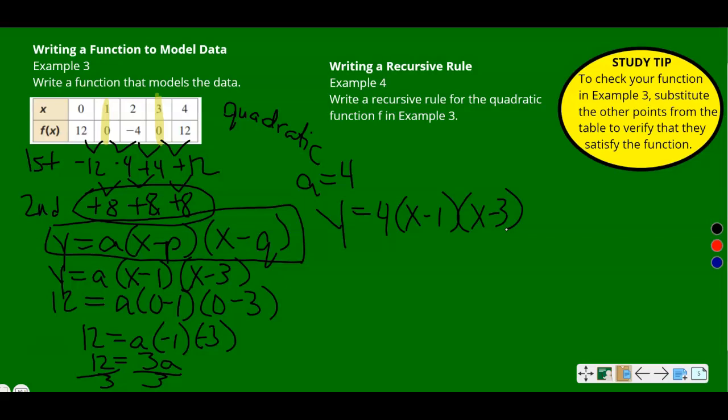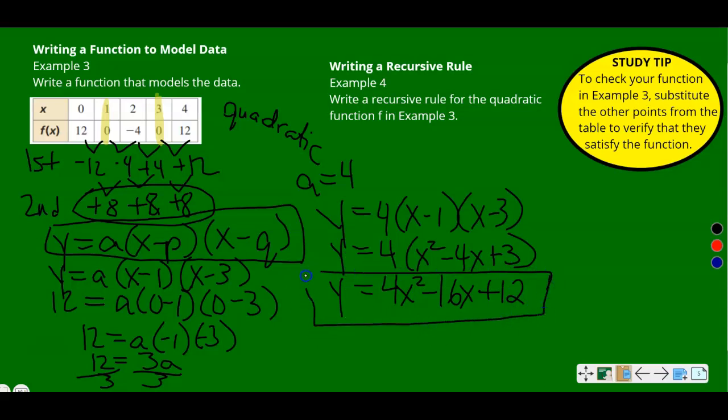So how do we put it in standard form? We simply multiply it out. So let's leave the 4 here for a second and multiply the two binomials. X times x is x squared, minus 3x, and minus 1x is minus 4x. Negative 1 times negative 3 is plus 3. Now we multiply by 4. Each term is multiplied by 4, so 4 times x squared, 4 times negative 4, and 4 times 3. And if I did all my math correctly, this is an equation in standard form that represents this table.